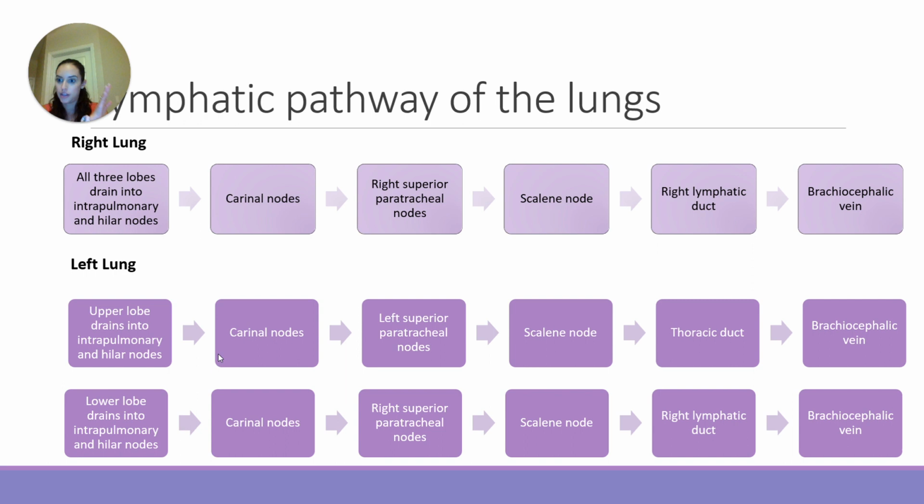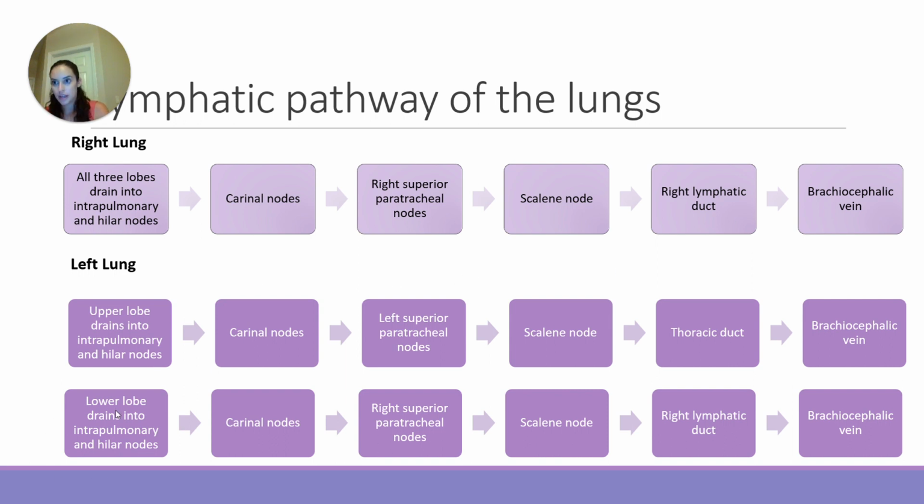So the upper lobe of the left lung will drain into the intrapulmonary and the hilar nodes, so the ones inside of the lung and right on the bronchus. It'll go to the carinal nodes, where the bifurcation happens. Then the upper lobe will drain into the left superior paratracheal node. So as it travels up the trachea, it actually will stick to the left side. It'll touch the scalene node on the left side of the body, and then it'll go into the thoracic duct, and finally the brachiocephalic vein. Remember, the thoracic duct is the other major lymphatic vessel that serves the entire lower part of your body, your entire abdomen, and the left side of the head and neck.